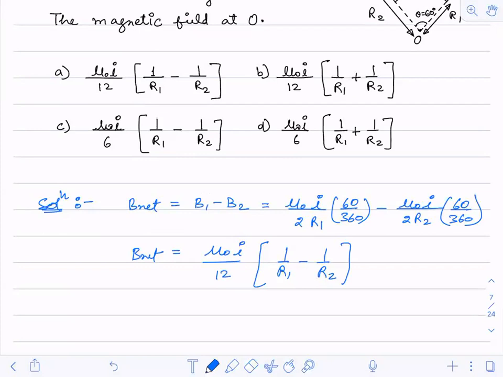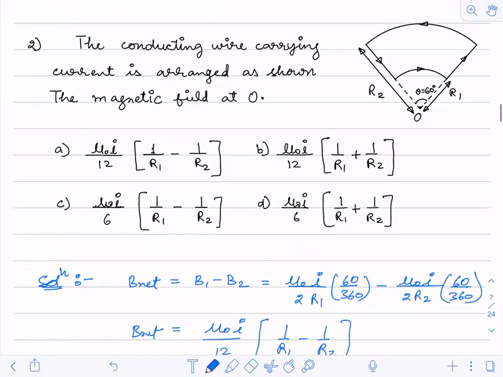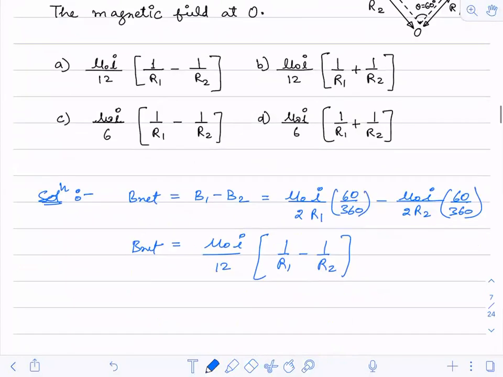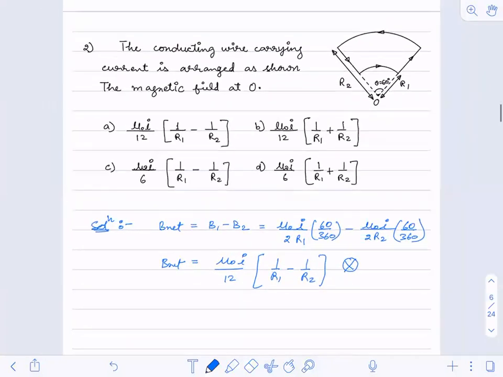If you want to see the direction, it will correspond to R1. So the direction will be inward, cross. Is it okay? Did you understand this sum? I had missed the theta angle in this, okay?